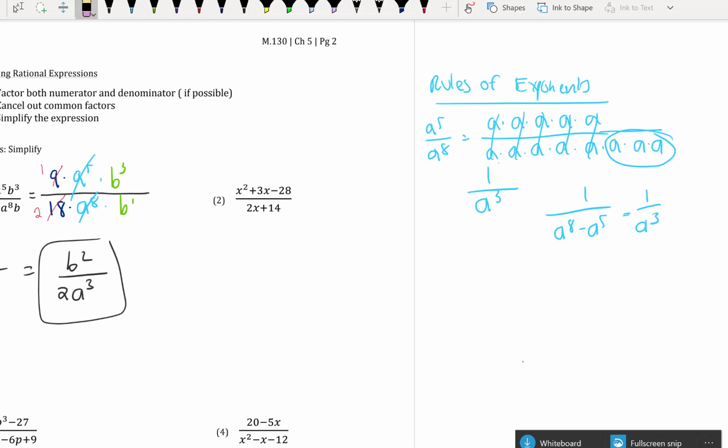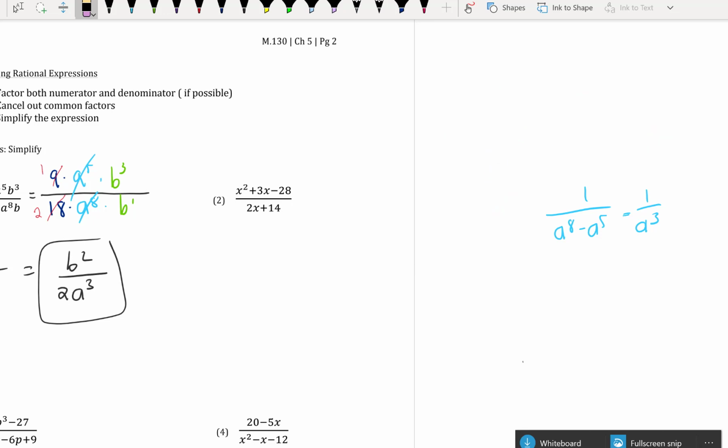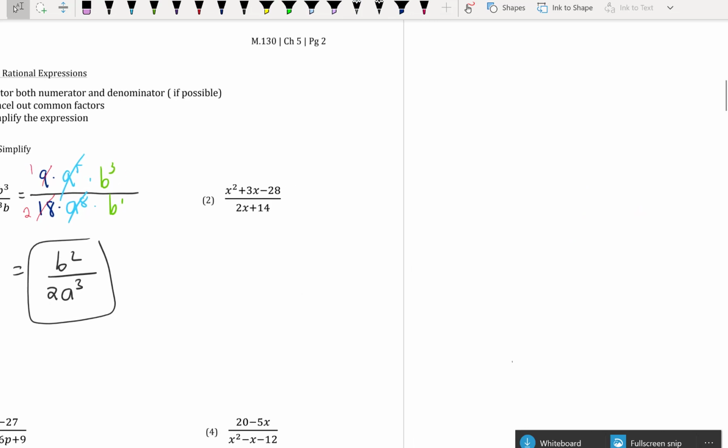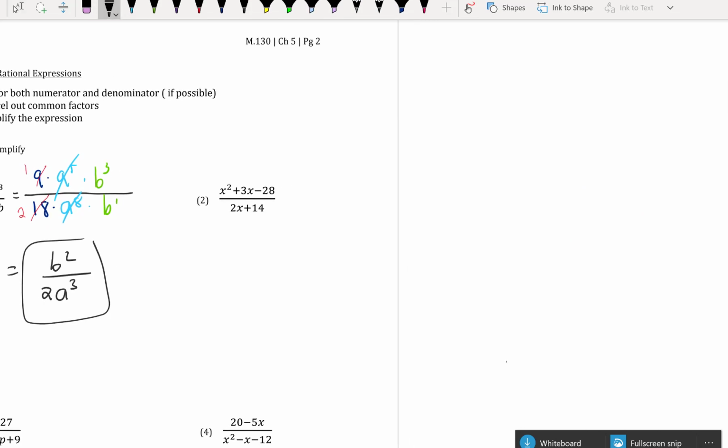Now for number 2, we are going to do a little bit more work, a little bit more involved, but it's going to be the same process. The first thing we want to do is factor the numerator and the denominator if possible. Looking at the coefficients in my denominator, I can see that I have a greatest common factor of 2. So when I factor a 2 out, I'm left with an x, and 14 divided by 2 is 7. So that takes care of the denominator.